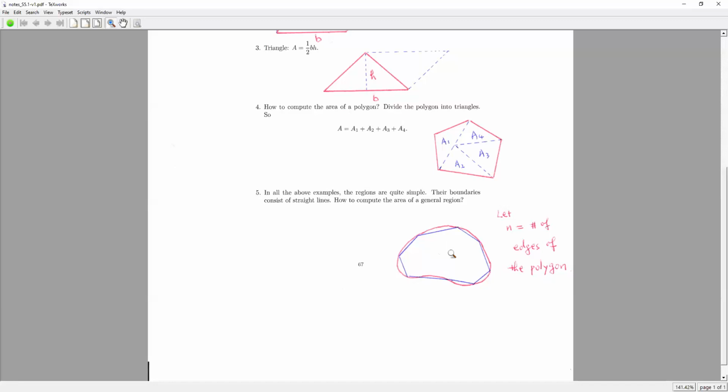Okay, now I use a limit to find the area of the general region. I increase the number of the edges of this polygon to infinity. Then the area of this polygon will approach some number. The number is the area of this general region. Now, in the following, more examples about how to find the area of a general region.